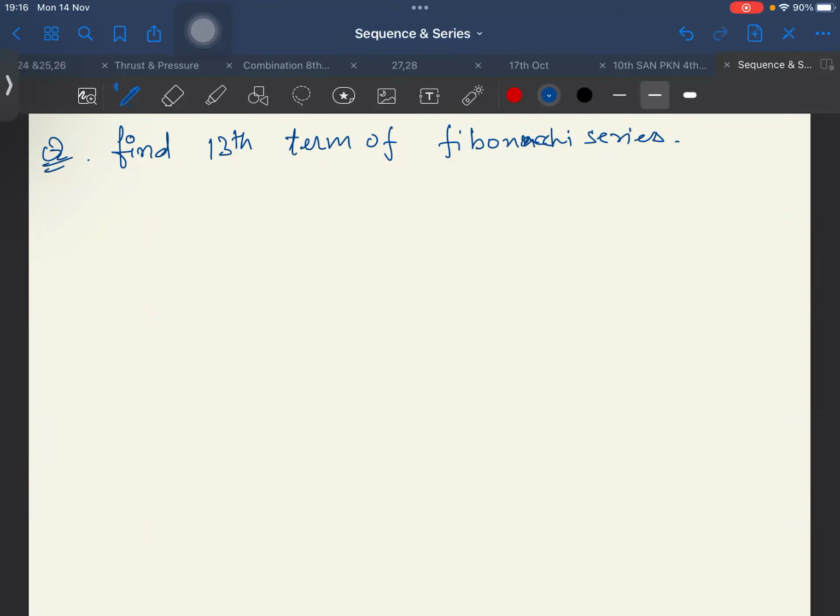See, the Fibonacci series is defined by a_n = a_(n-1) + a_(n-2), with a_1 = a_2 = 1. That's it. So find a_13. That means you need to write the complete series: 1, 1, 2, 3, 5, 8, 13, 21, 34.